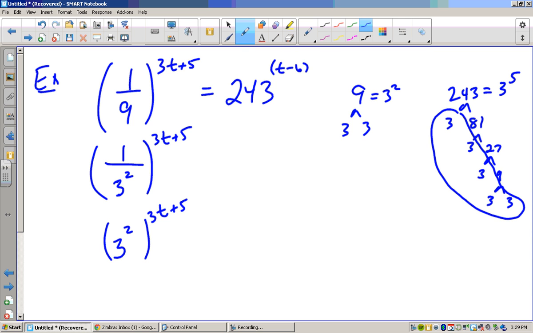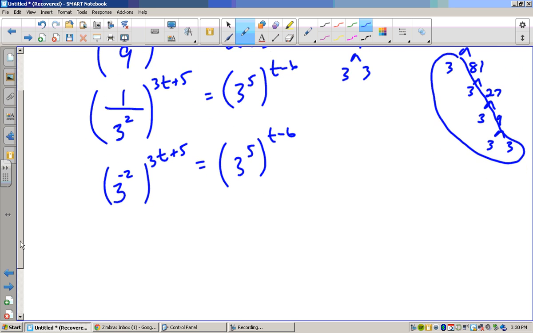So change that a little bit. Pardon me. 243 is 3 to the 5th power. And then we have t minus 6. So this is equal to 3 to the 5th power and t, it's a negative 2, minus 6. Okay, so as we go through and look at this, now we have our bases equal. Pardon my mistake there, folks. Go back and change that in your notes really quick if you don't have that there.